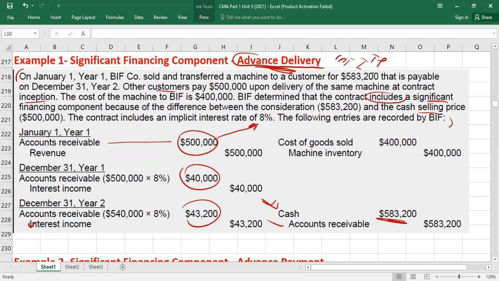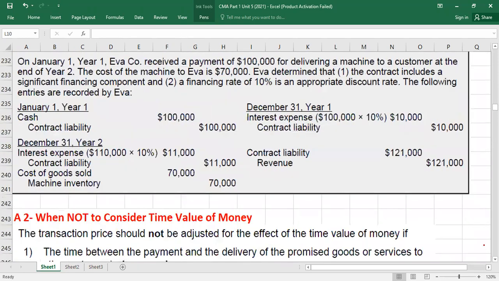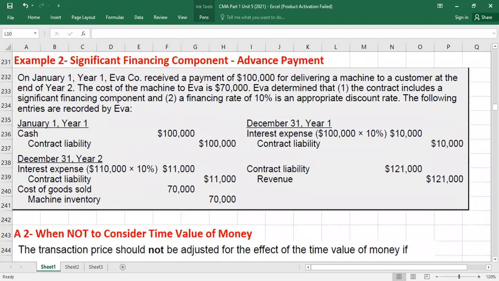Now we are going to deal with the other way around. What if we are getting cash from a customer in advance, but we will deliver the goods in future? It means there is a financing benefit for the seller because he is using the customer's money for 2-3 years. So what will he charge? He has to show interest expense, right? So how is it going to work? Let's have a look with the help of examples. I would request you, please go through this example. Let's read this data, guys, from here till here, quickly.